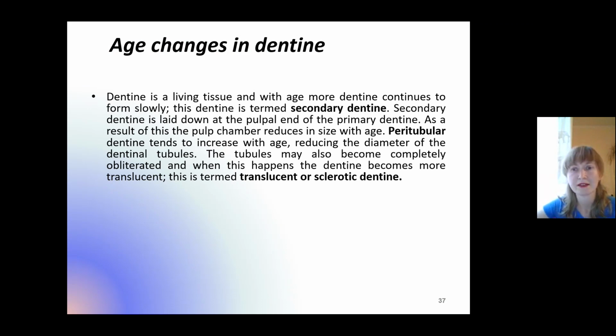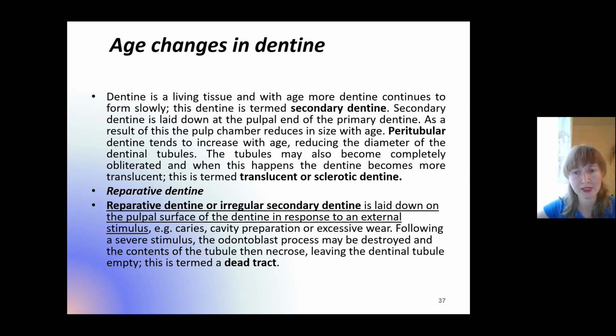Dentine is a living tissue, and with age, more dentine continues to form slowly. This dentine is termed secondary dentine. Secondary dentine is laid down at the pulpal end of the primary dentine. As a result of this, the pulp chamber reduces in size with age. Peritubular dentine tends to increase with age, reducing the diameter of the dentinal tubules. The tubules may also become completely obliterated, and when this happens, the dentine becomes more translucent. This is termed translucent or sclerotic dentine.